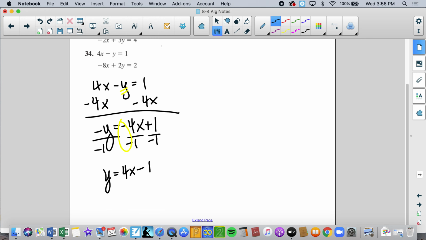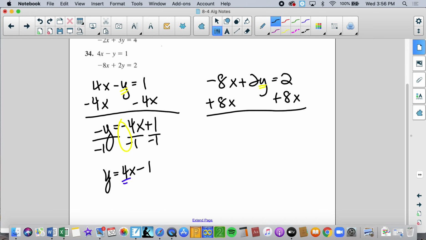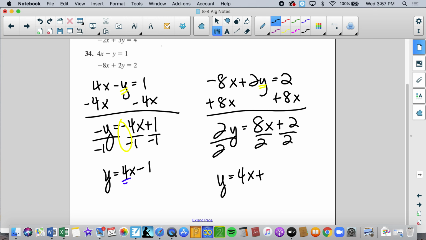So my slope is going to be 4. Now we have our other equation, negative 8x plus 2y equals 2. We're isolating, getting y by itself. We're going to add 8x. We get 2y equals 8x plus 2. We're going to divide by 2, divide by 2, divide by 2. And that leaves me with y equals 4x plus 1.